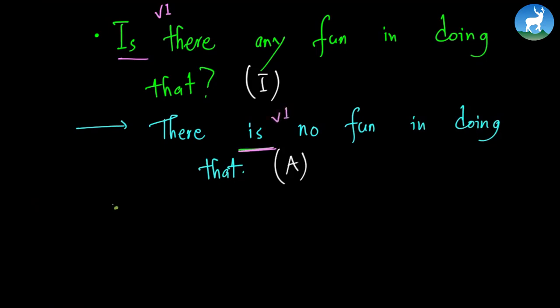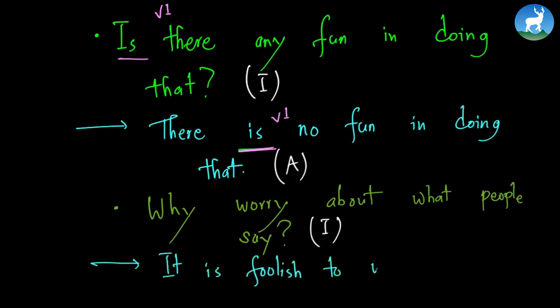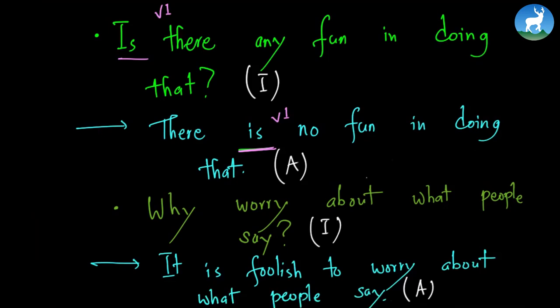You can write one more example. Why worry about what people say? This is again an interrogative sentence. Now we ought to convert this into an assertive one. How can we do that? I can introduce a phrase: it is foolish to worry about what people say. This is again an assertive sentence. The tense is not changed. Why worry? V1 is here and V1 is here. You see? This is how we can change interrogative sentences into assertive ones.